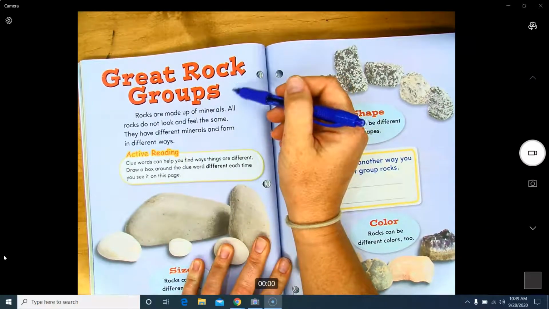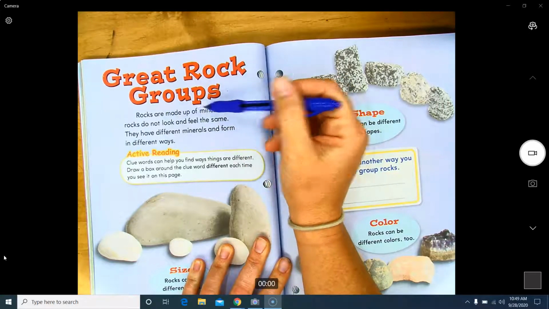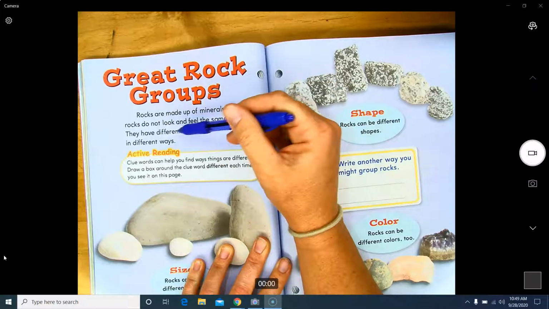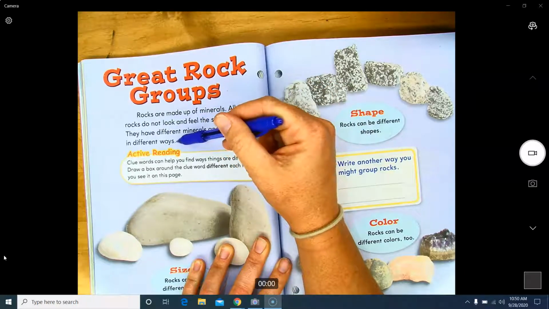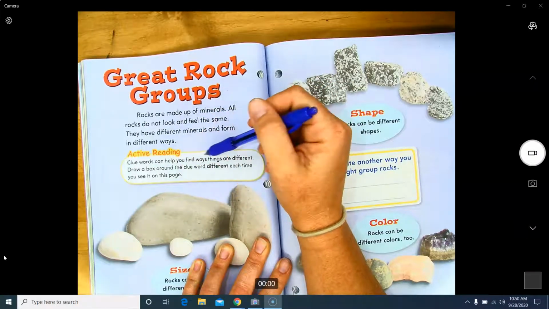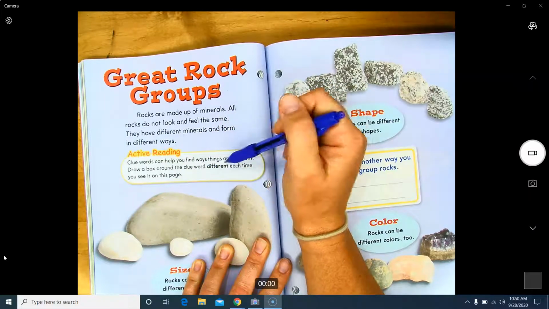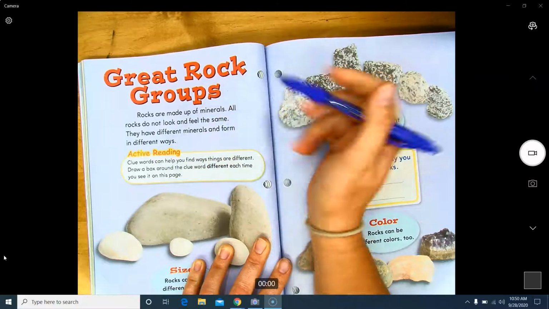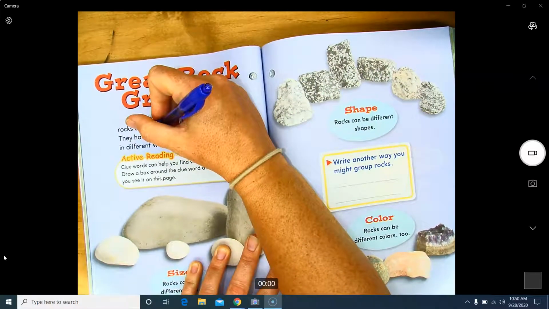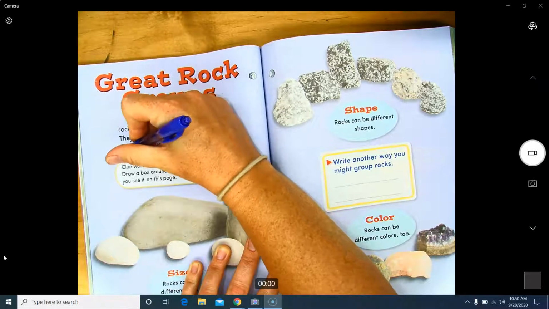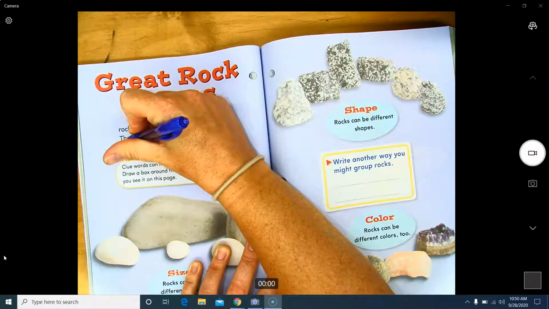Great rock groups. Rocks are made up of minerals. All rocks do not look and feel the same. They have different minerals and form in different ways. Clue words can help you find ways things are different. Draw a box around the clue word different each time you see it on this page. So I see different here, and I see different here.